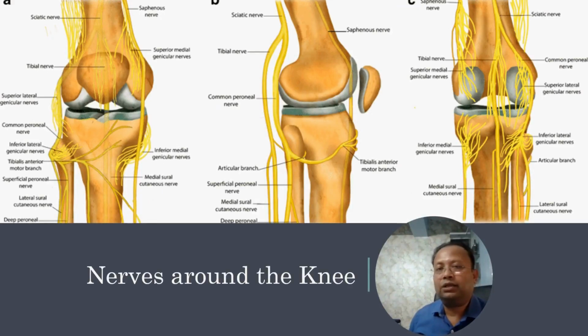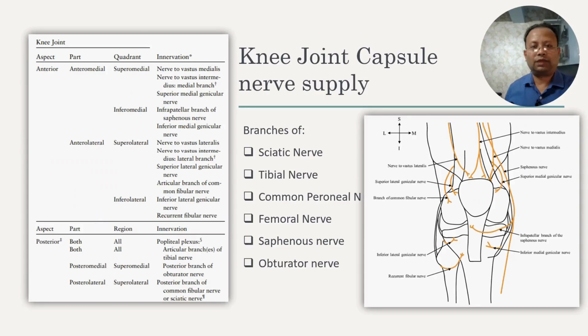Now we shall discuss the nerves around the knee. So nerves, ultimately, what do they supply? They supply the joint capsule and the muscles around, and of course the skin above, I mean the cutaneous innervation. So three types of innervation are there. Here you can see the very small nerves. They are dividing into very small nerves, and they are supplying the capsule.